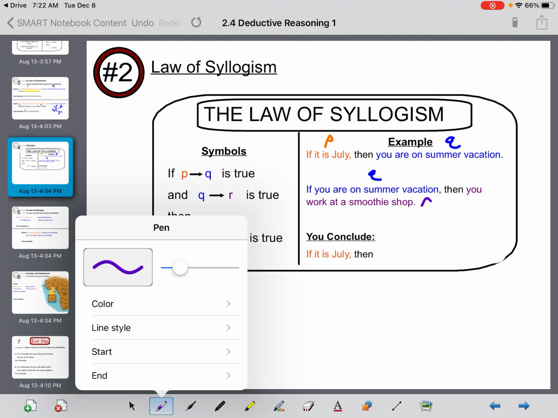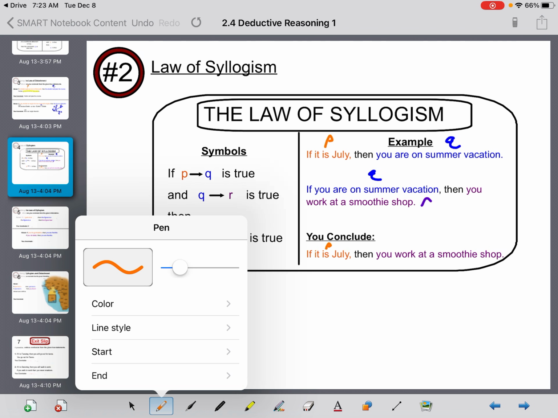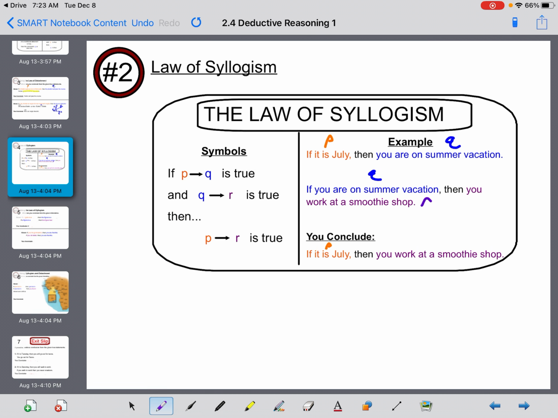So we can conclude then, if it is July, P, then what happens? R is also true. If it is July, then you work at the smoothie shop. If P, then R, excuse me. P, then R. All right, that's the law of syllogism. It's almost like the transitive property, okay? If P then Q, then R, then we can jump from P to R.